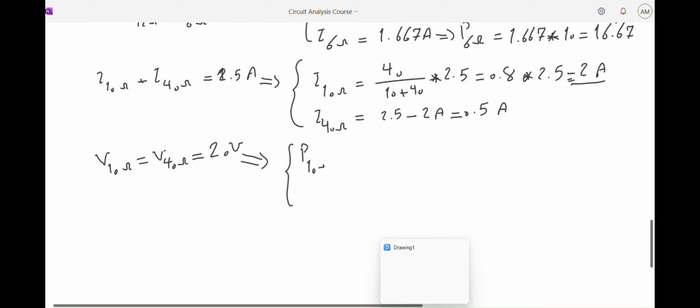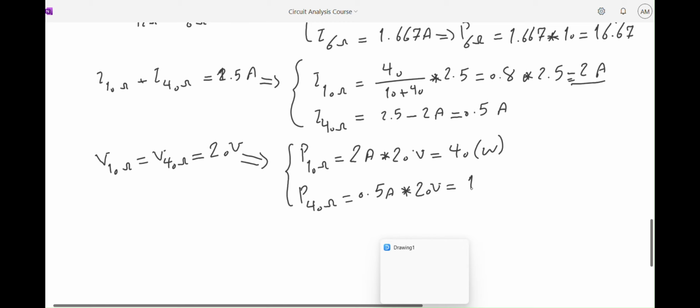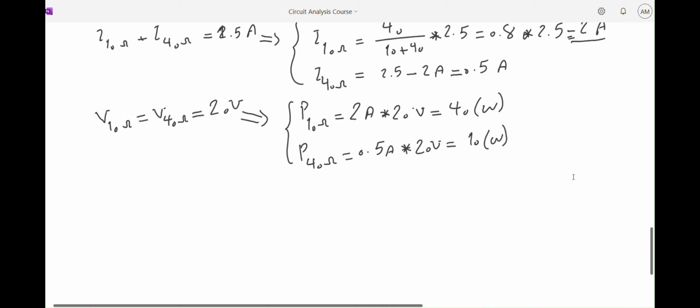The power of 10 ohm is the current, which was 2 amps, times the voltage, which is 20 volt. 2 times 20 is 40 watt. On the other hand, the power of 40 ohm equals the current, which is 0.5 amp, times voltage, which is the same, 20 volt. That would be 10 watt. So far, we calculated the power of all consumers, or all the resistors.